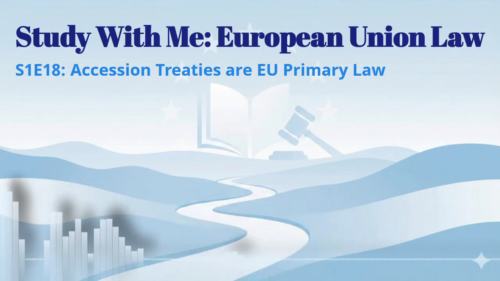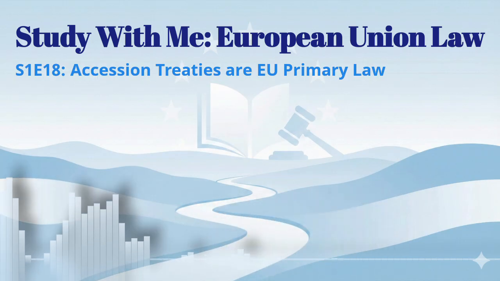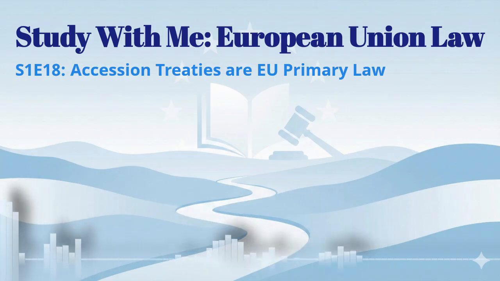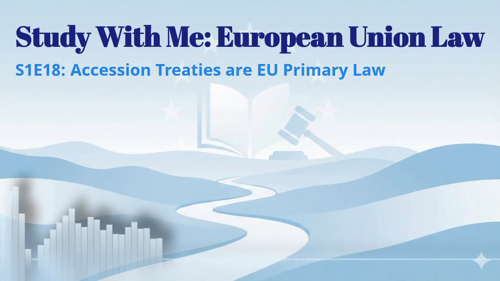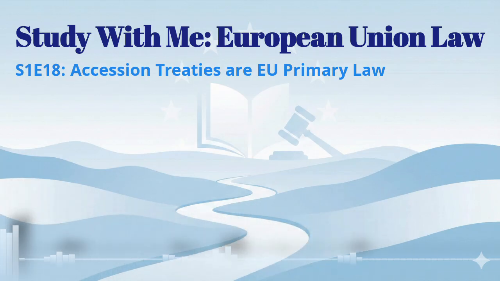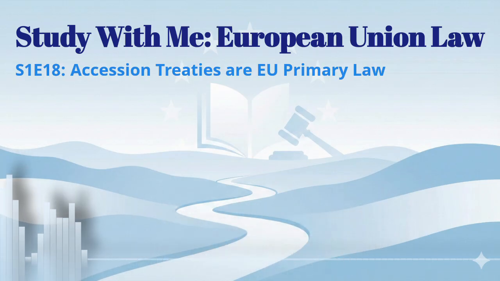Exactly. But that simple definition is just the launch pad. The key question for any exam really is this. How do these treaties manage to be instruments of, let's say, political enlargement and legal evolution at the same time? All while keeping the EU's legal integrity. Precisely. And the whole answer is really rooted in their legal status, where they sit in the hierarchy.